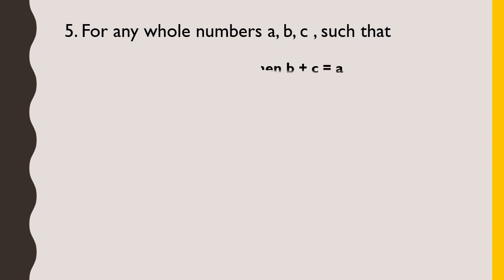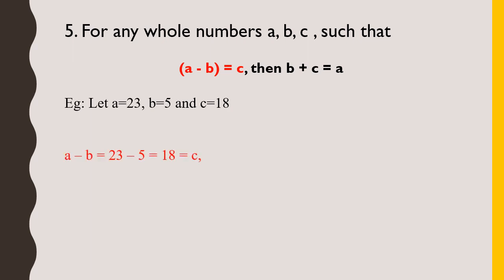We have three numbers over here, a, b, and c. Let's see what this property says. It says that if a minus b is equal to c, then b plus c is equal to a. Suppose we subtract two numbers and get a particular number, and then we add b and c, we will get a as the answer. It is a property of subtraction. We have an example over here. a is 23, b is 5, and c is 18.